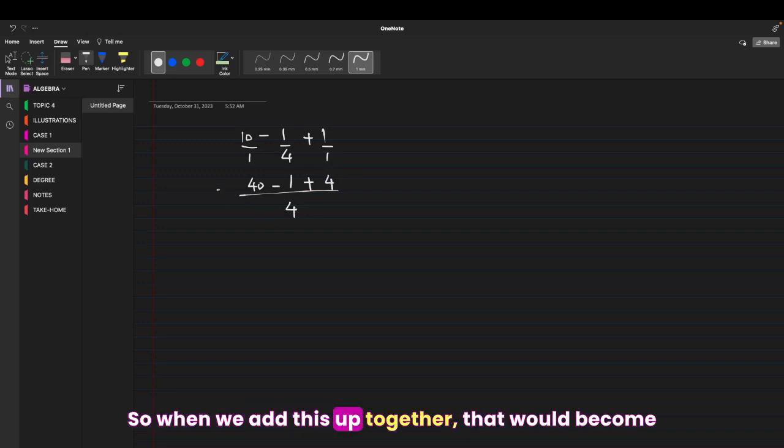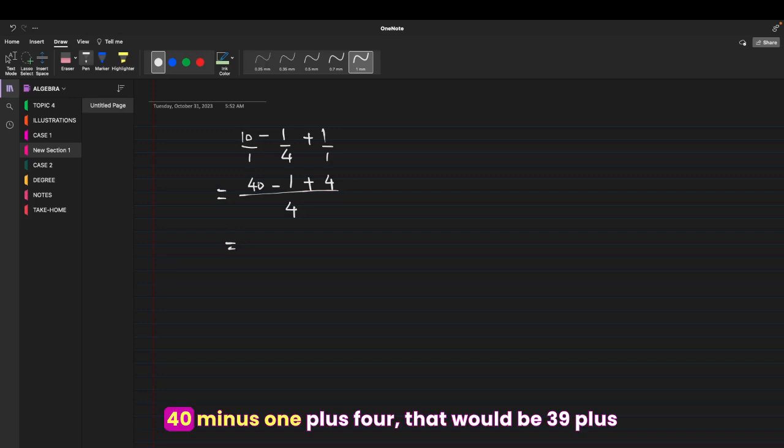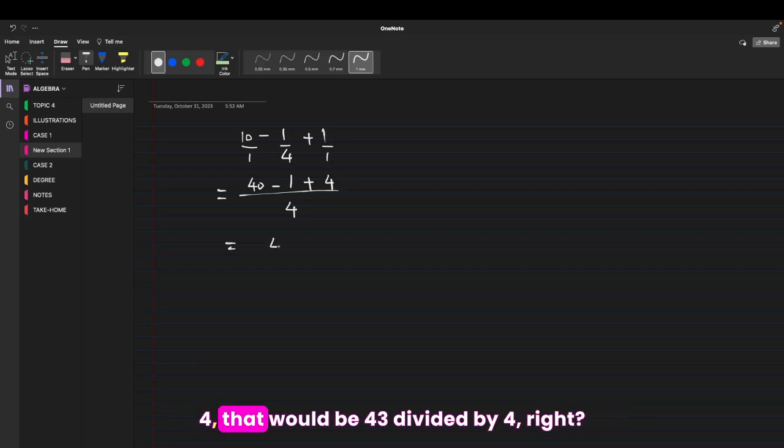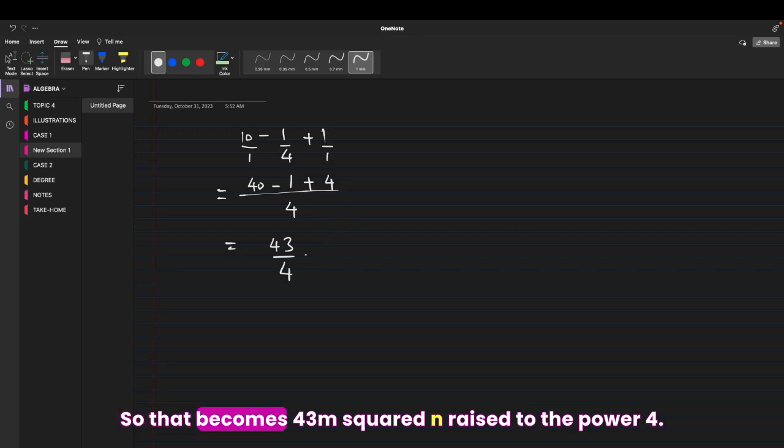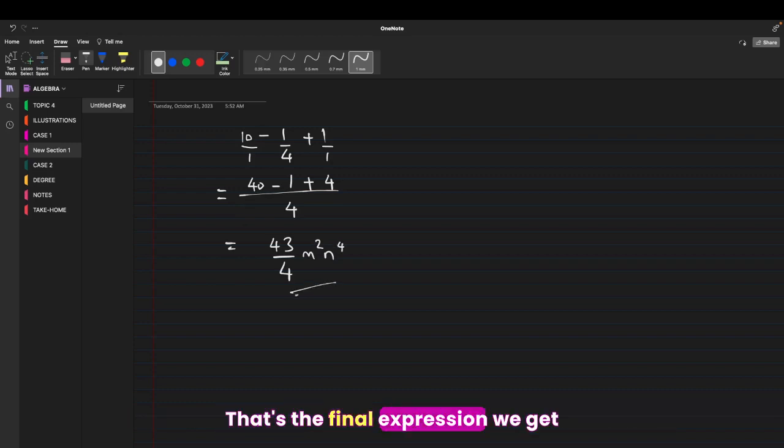So when we add this up together, that will become 40 minus 1 plus 4. That would be 39 plus 4. That would be 43 divided by 4, right? So that becomes 43m square n raised to the power 4 over 4. That's the final expression we get when we simplify the first one.